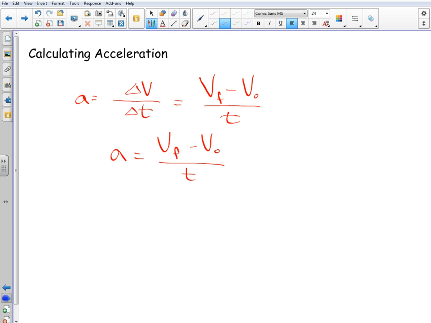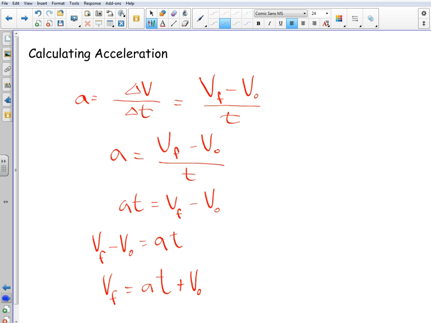That also means, by the way, you can solve, for example, let's solve that for v final. So we'll multiply both sides by t. I get at equals v final minus v initial. And then I'm going to write that the other way around. So v final minus v initial equals at. Just one's on the left now, one's on the right. And I'm going to add the v0 to both sides. So your final velocity would be your acceleration times your time plus however fast you were when you started.